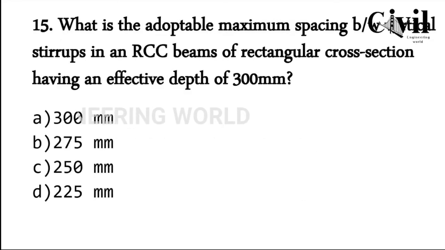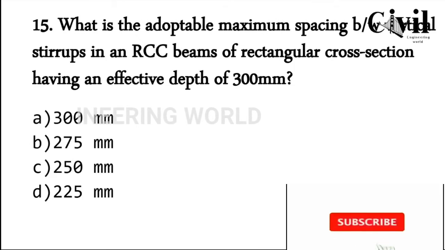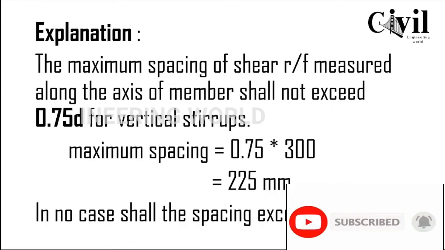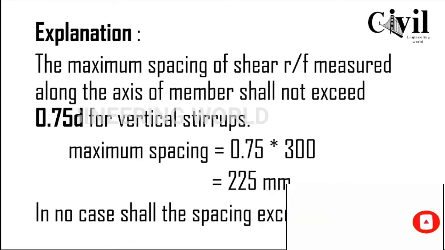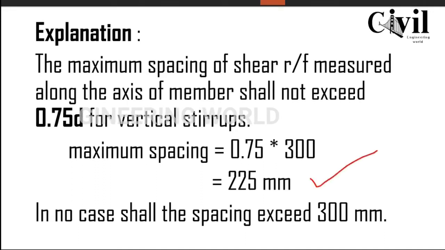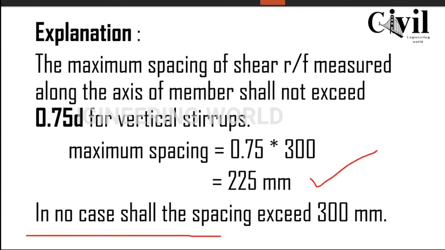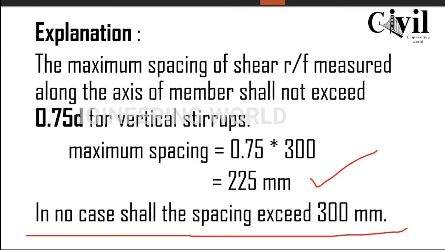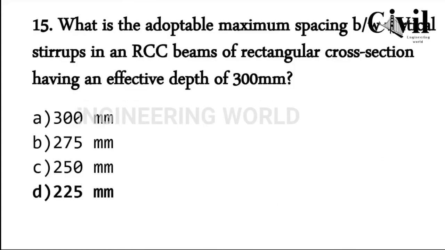Next is what is the adoptable maximum spacing between vertical stirrups of an RCC beam of rectangular cross section having effective depth of 300 mm. So we have to calculate the spacing. For that we have the formula 0.75 times depth. Here depth is 300, so multiplying it we get 225 mm. The minimum of this is selected, so its value is 225. It should not exceed 300 mm. So 225 mm will be the correct answer, and this is the maximum spacing that we can provide between the members. So D is the correct answer.